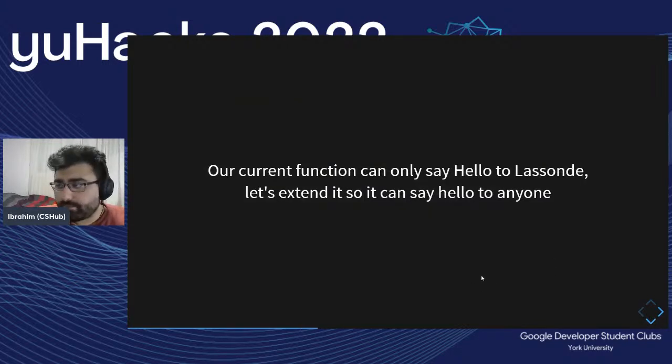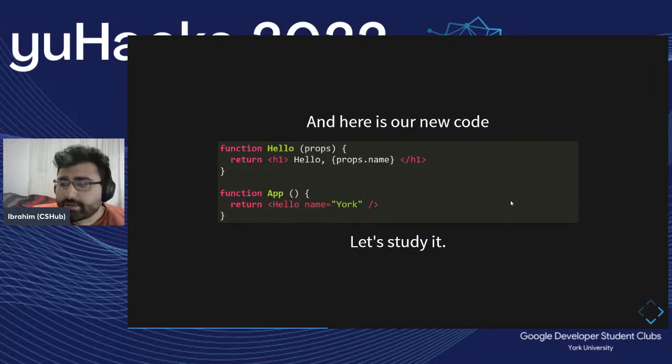Now, one issue here is that we can only say hello Lassand. Can we potentially expand it to say anything we want? And we can. Remember parameters, that's functions, and I'll show you how to do it in React. Here is what we have. We have props. So what's props? Let's study the actual code.